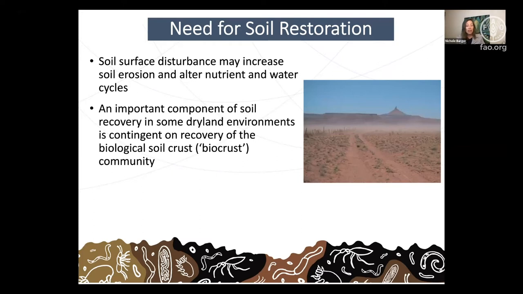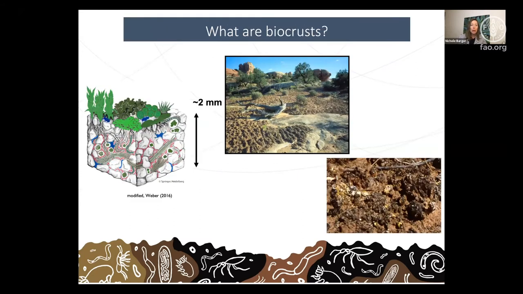And in the systems that I work in and in systems globally, an important component of soil recovery is contingent on the recovery of biological soil crust. And for the remaining part of the talk, I'll be talking about biocrust communities. So what are biocrusts?